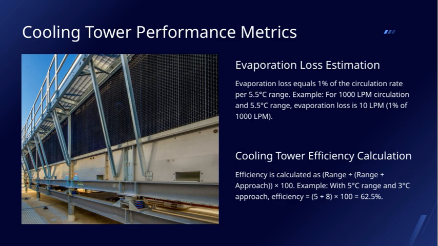Now, moving on to evaporation loss. This is important because it directly impacts water consumption. Evaporation loss is estimated at about 1% of the circulation rate for every 5 degrees C of range. So, if you're circulating 1,000 liters per minute and your range is 5 degrees C, your evaporation loss would be around 10 liters per minute, just 1% of the total circulation.